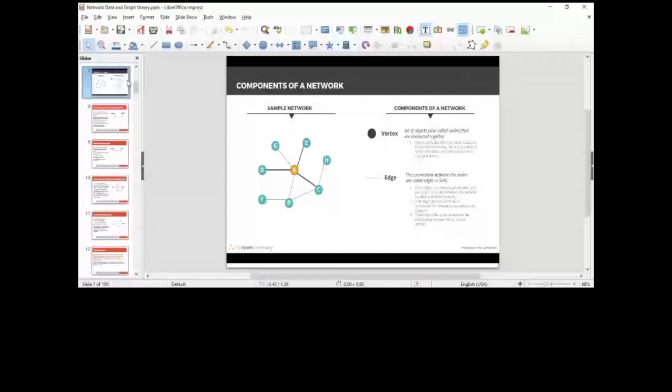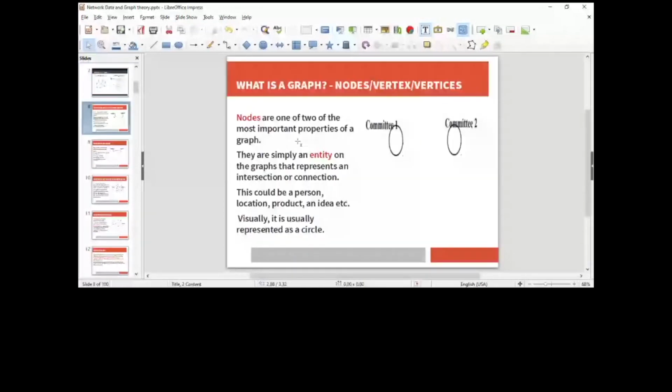Okay, so again, for us to understand what nodes are: nodes are one of the two most important properties of a graph. They are an entity. They represent a person, a location, a product, an idea. Anything can be represented with a structure like this or a similar structure.